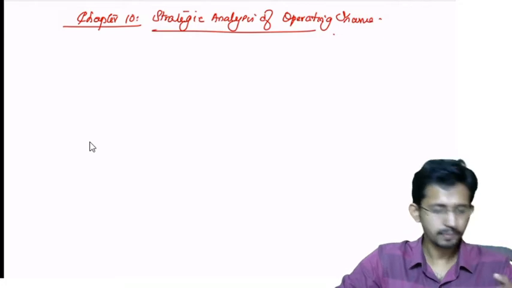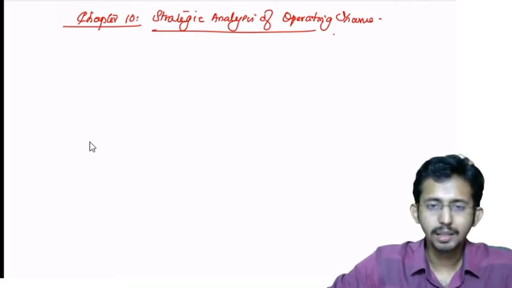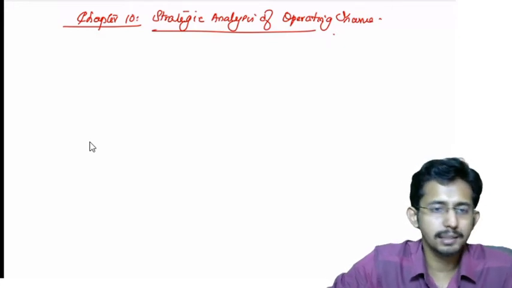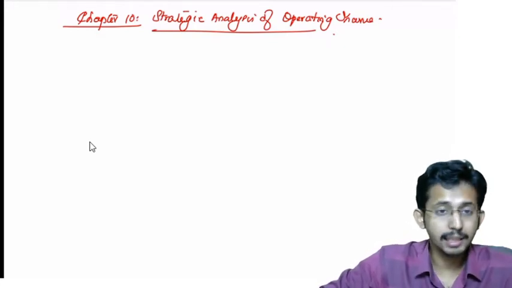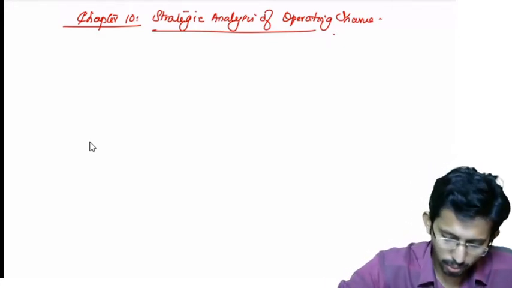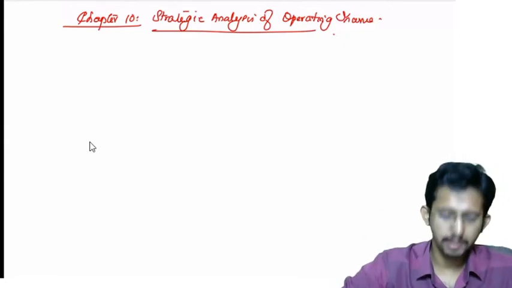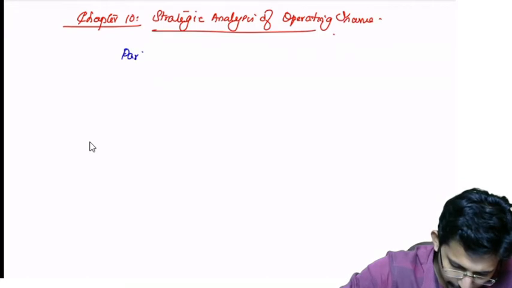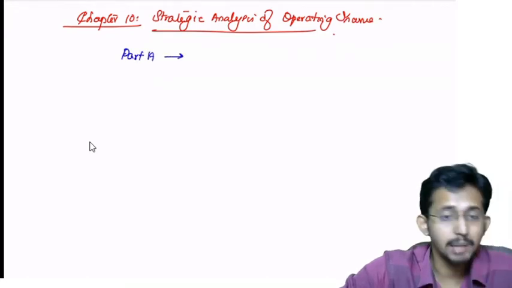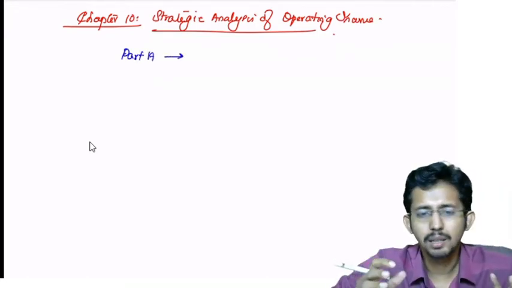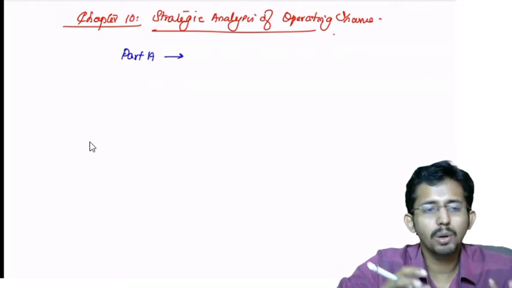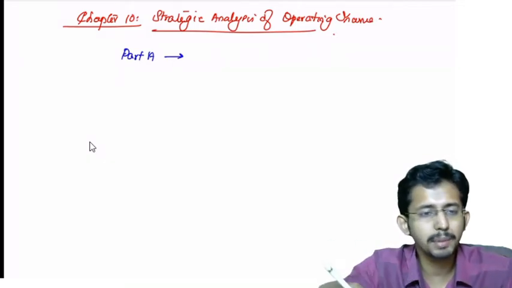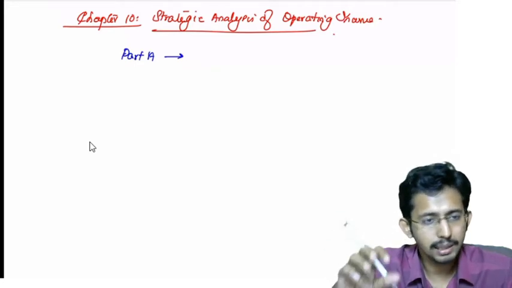Okay, so welcome back. We are starting with the new chapter, chapter 10, strategic analysis of operating income. So far we have completed part A of your syllabus, which is the most voluminous or most important part. Of course, I am not saying that this part B is not important. It is also equally important.